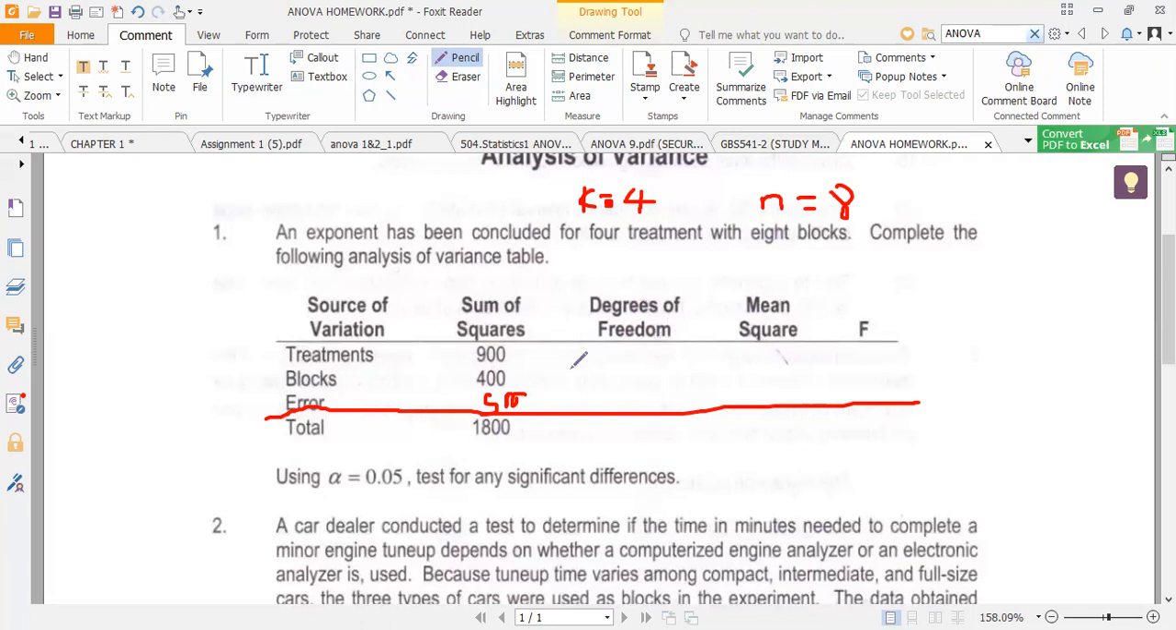So here, our degree of freedom for the treatment is K minus 1. So what are we going to put here? 3, since we're subtracting 1 from the 4. So 3 into 900 is 300.